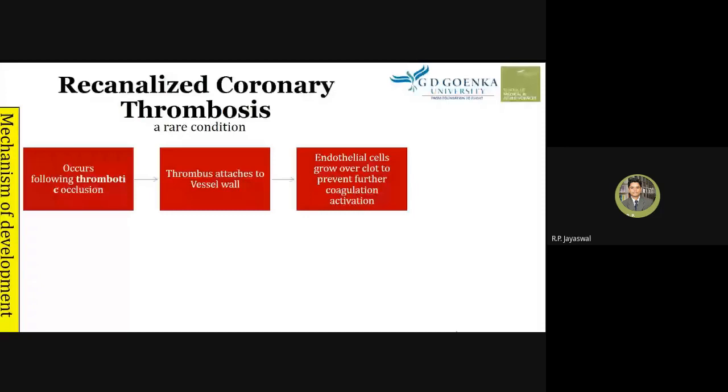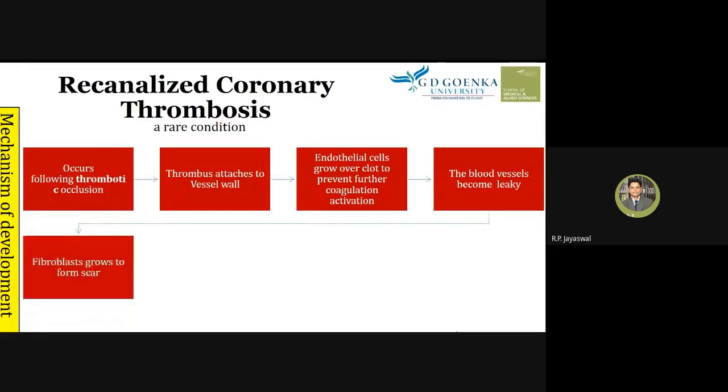The blood vessels become leaky because of the growth of the endothelial cells over the clot, and the fibroblast grows to form scar. This fibroblast growth also indicates the healing process, that whatever abnormalities have occurred are going to be healed now. So the fibroblast also grows and produces a scar-like structure, and now recanalization occurs to make new vessels.